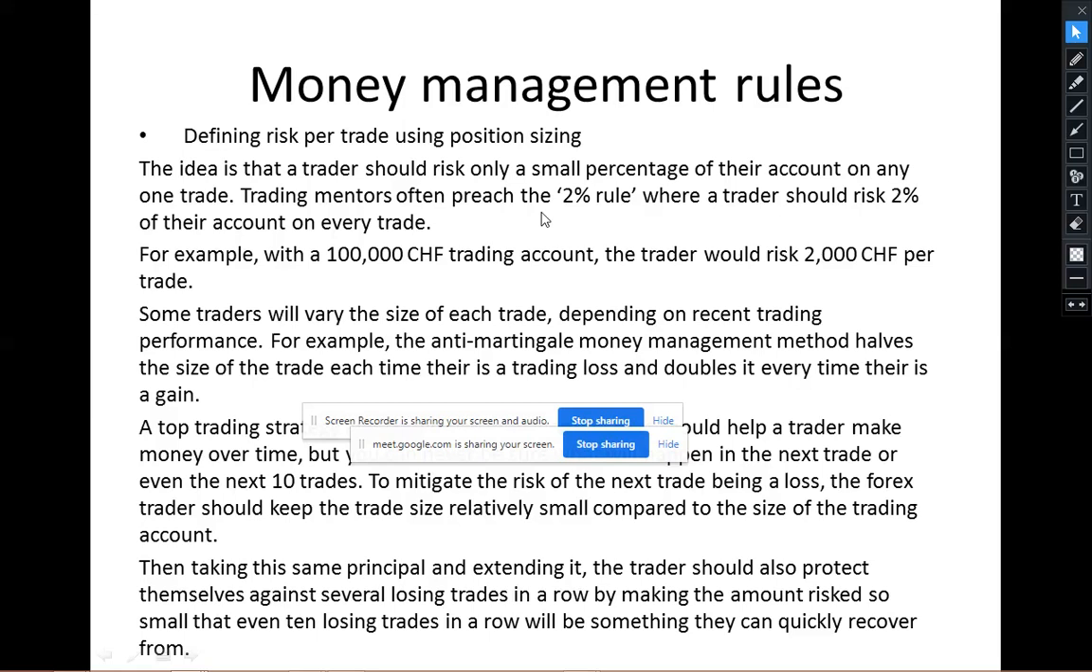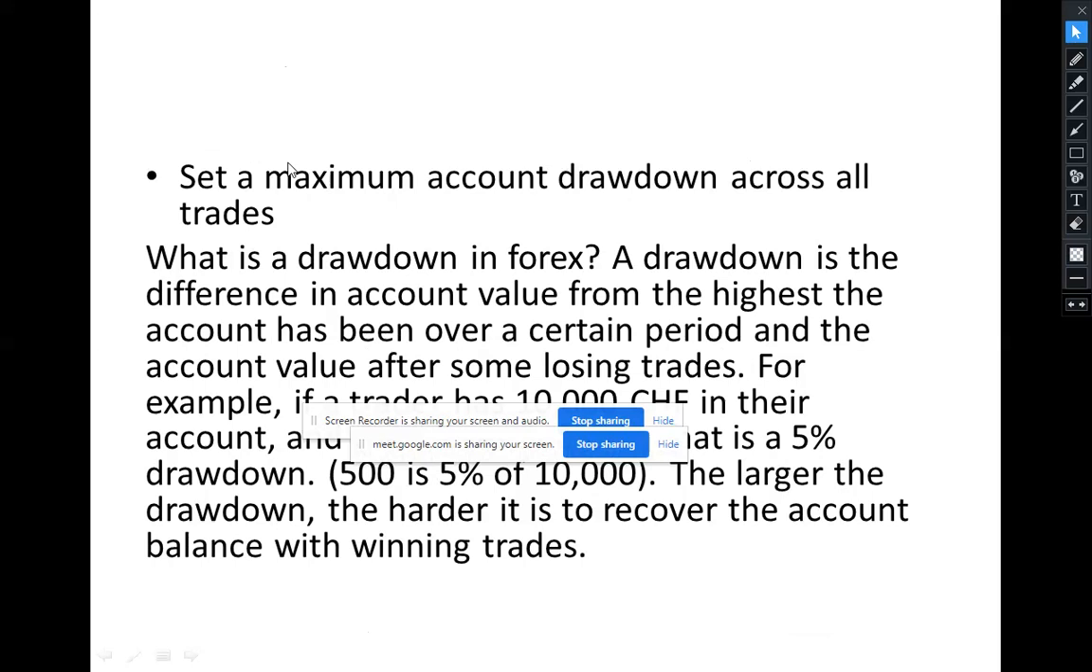Okay, which means with this $20 you should know the amount of trades you're going to take. You can decide to take one trade, two trades, or five trades just to reach $20 out of a $50 trading account. So the next one I want to discuss is: set a maximum account drawdown across all trades.